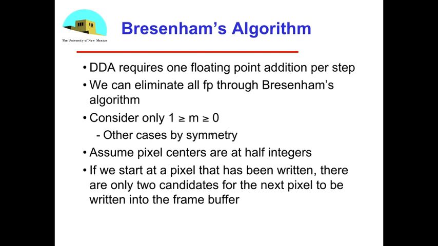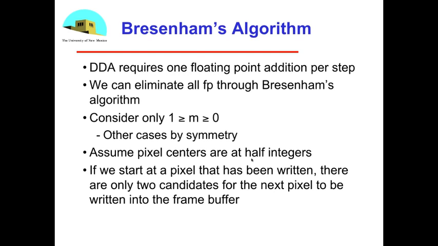Let's start by assuming that the slope has to be between 0 and 1, because we know we can get the other cases by symmetry. If the slope is greater than 1 and positive, then we can just switch the roles of x and y. And we're going to assume, as I said a few minutes ago, that the centers of the pixels are at the half integers. That's really what happens, and it turns out that's an important distinction for aliasing considerations in hardware.